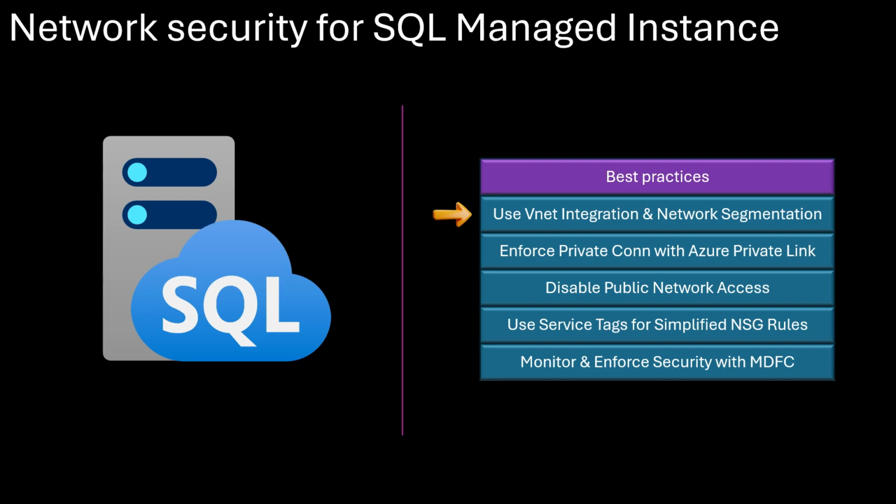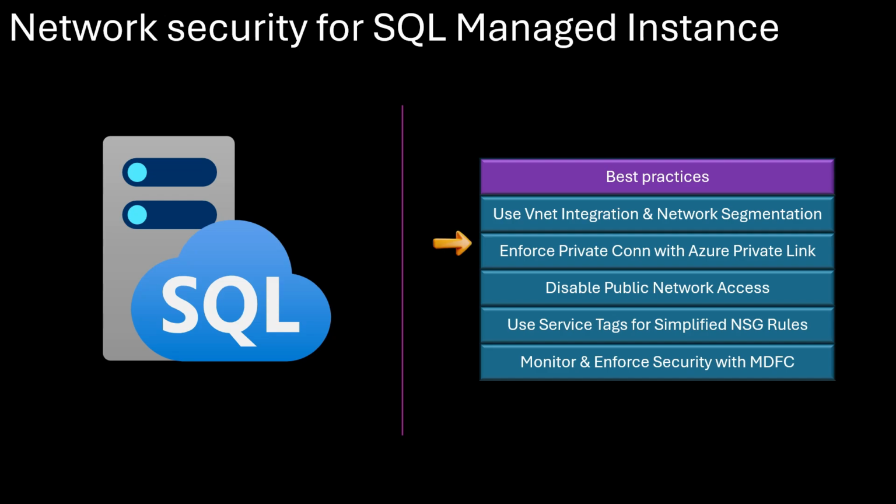First, you should use virtual network integration and network segmentation. SQL Managed Instance should be deployed within a private VNet, ensuring isolation from public networks. You should assign private IPs instead of public IPs unless explicitly required. You can use network security groups to enforce traffic rules and restrict access to only approved sources.